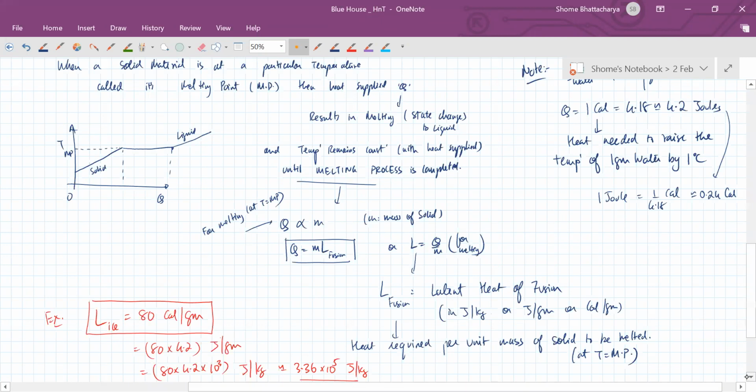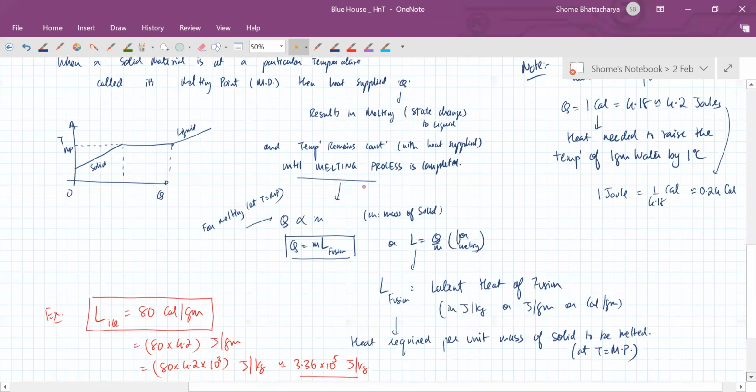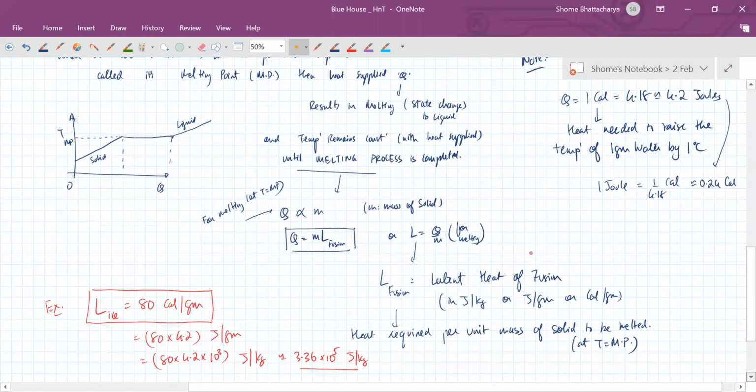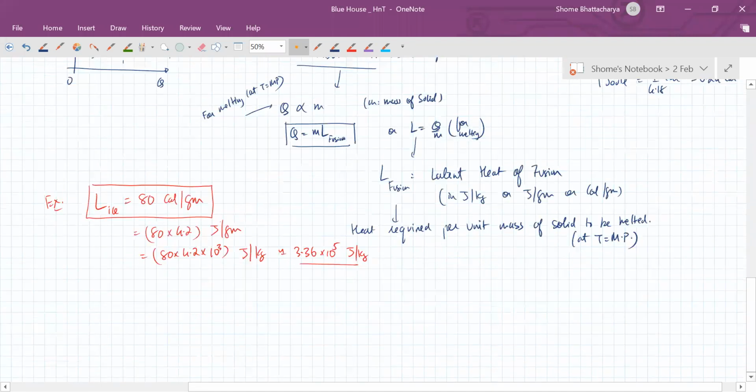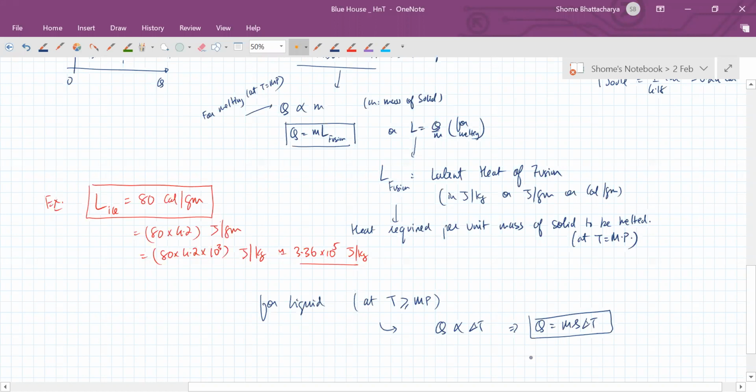Okay, so once the melting process is completed by supplying the required amount of heat, that is M into L, at the melting point, you have 100% liquid. So for liquid at a temperature which is greater than or equal to the melting point, again, Q is directly proportional to temperature change, okay, and Q equals M S delta T, where S is the specific heat capacity of the liquid now.